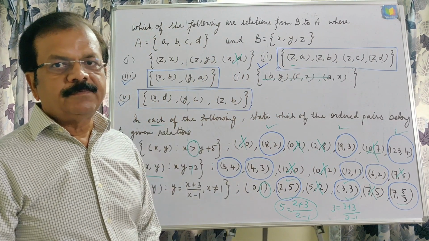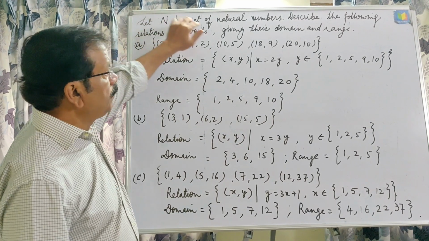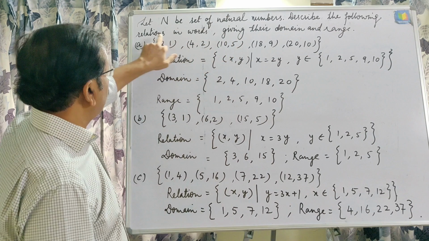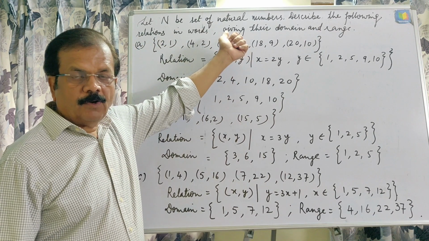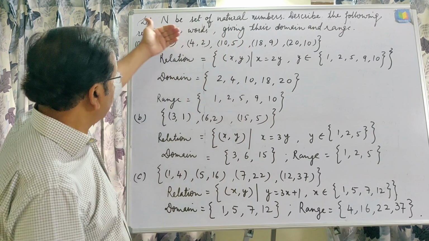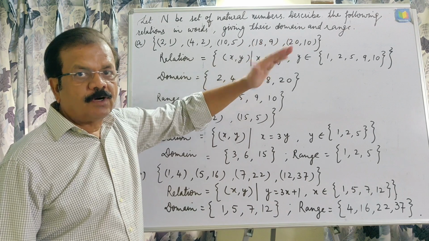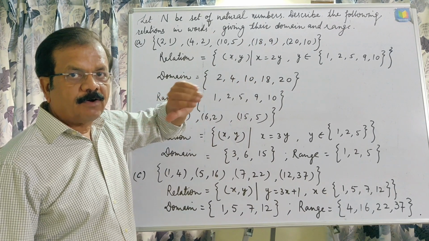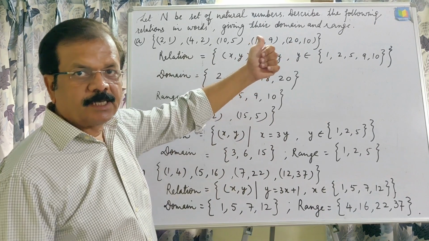Now next question. In this question, let N be the set of natural numbers. Describe the following relations in words. We are given the following relations. These are 3 questions, and we have to write the domain and range of the relation. We already discussed all these concepts just before the description.